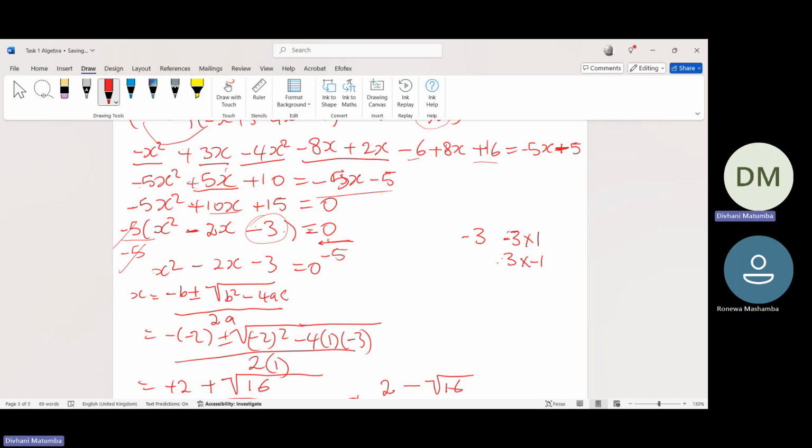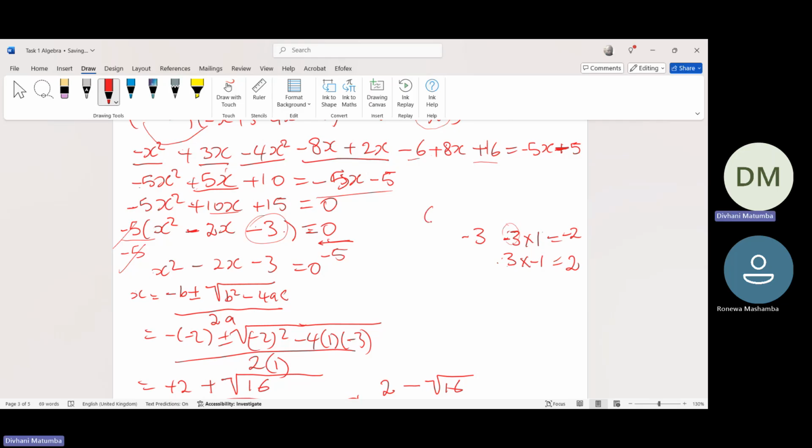Now, let's try to add the two and see if we're going to get the middle term. The first one, minus 3 plus 1. What are we going to get? Minus 2. Then 3 minus 1, we're going to get a 2. So which one is it? The first one?